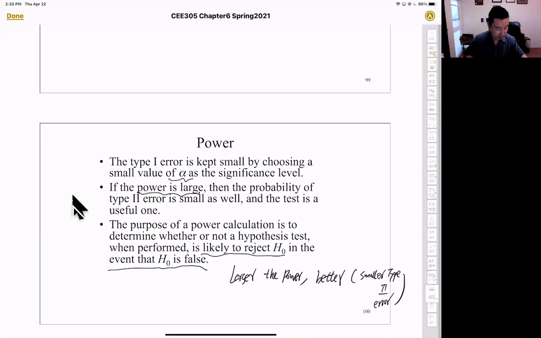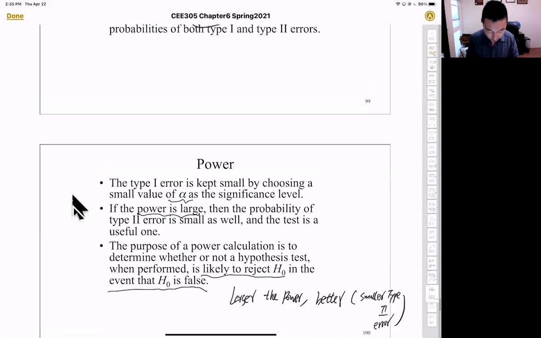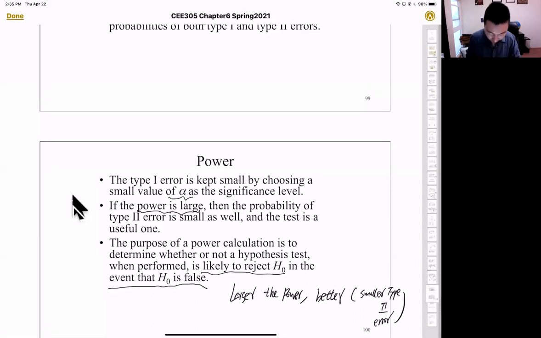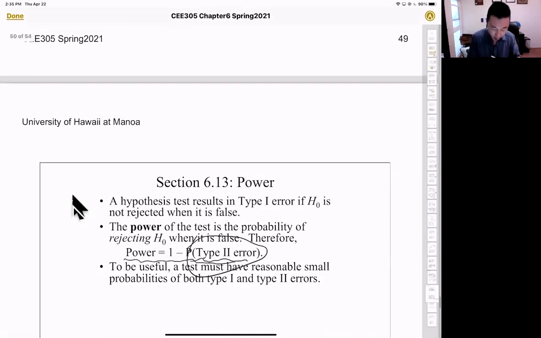So in this section, you need to know what power is. Very simple: power is the opposite of type 2 error. And what is type 2 error? As we discussed before, type 2 error is the error we make when we fail to reject H0 when H0 is actually false.